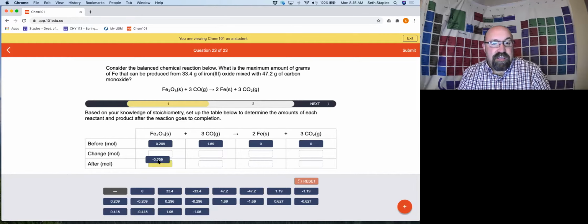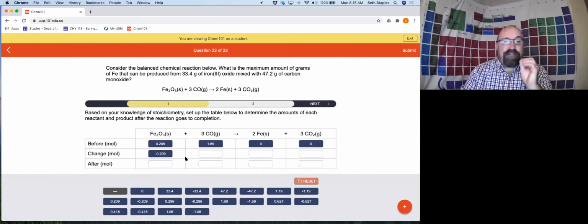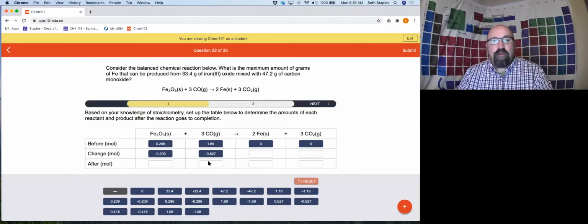And so that change is going to be negative 0.209. Now is when we have to take the stoichiometry into account. We have to see that for every 1 iron 3 oxide we lose, we also lose 3 carbon monoxides. And so we're losing 0.209 iron 3 oxides, and 0.209 times 3 means that we're going to lose a negative 0.627 carbon monoxides.